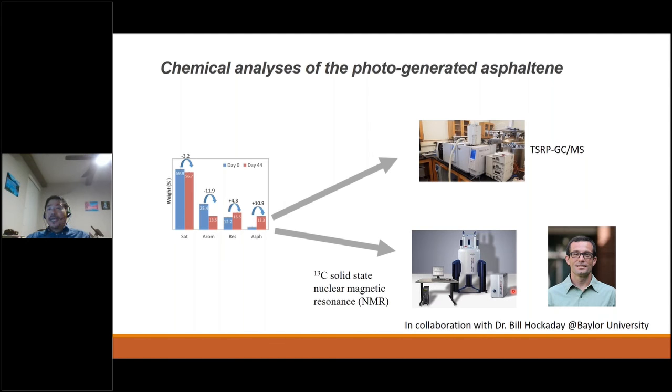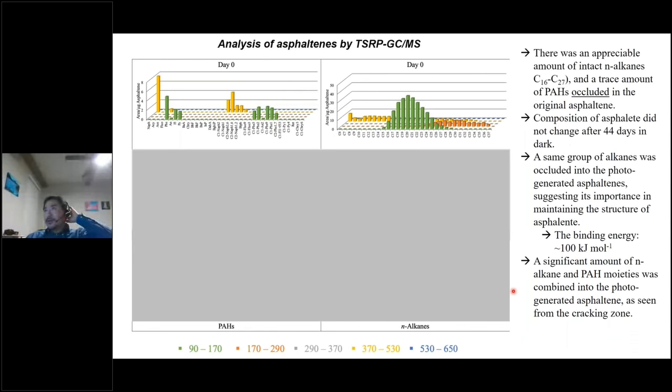So let me show you some of the data. I think this is kind of the peel the onion analogy. Okay, so this is day 0. This is the original L14 in the crude oil sample. So we pyrolyzed the original L14 with the different temperature slices, 90 to 170 degrees, and all the way to 530 to 650, right?